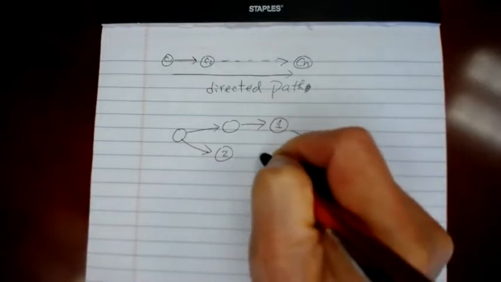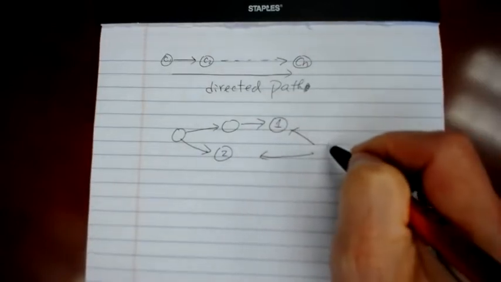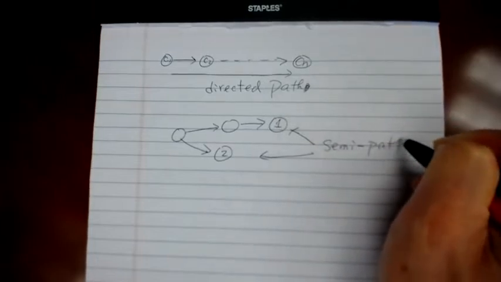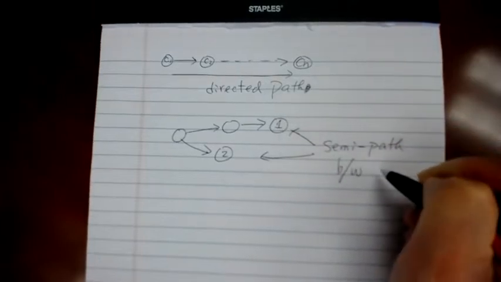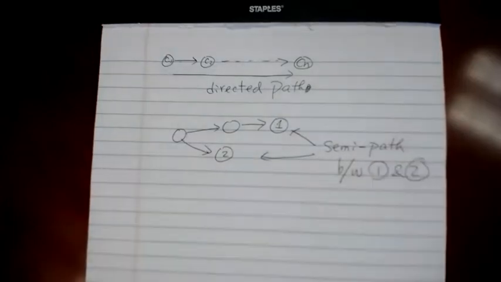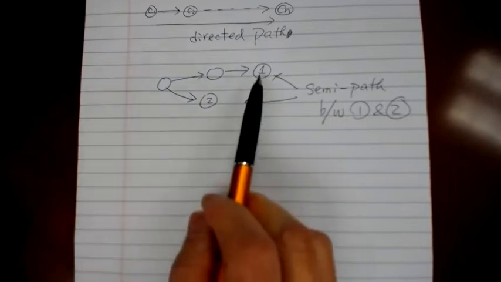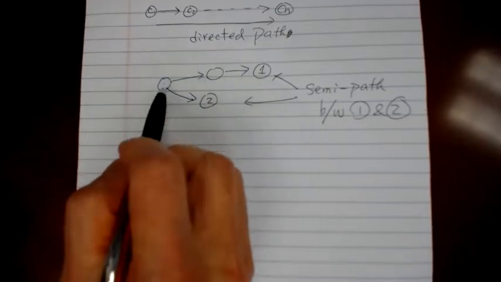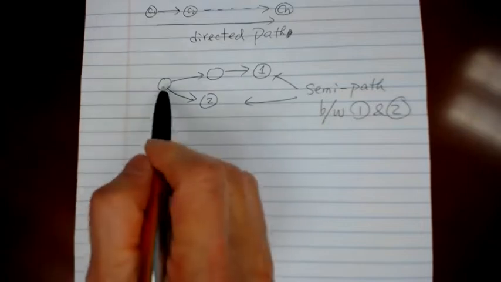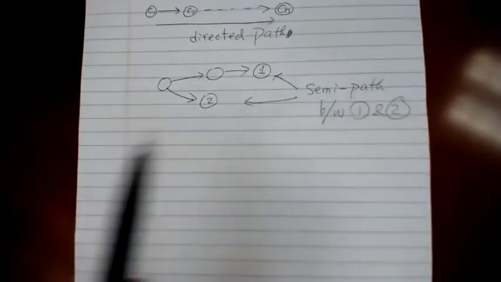So here we say, well, there is a semi-path between node 1 and 2. We say that there's a path between 1 and 2, yes, because they start from the same node. If they start from the same node, then we call that there's a semi-path.